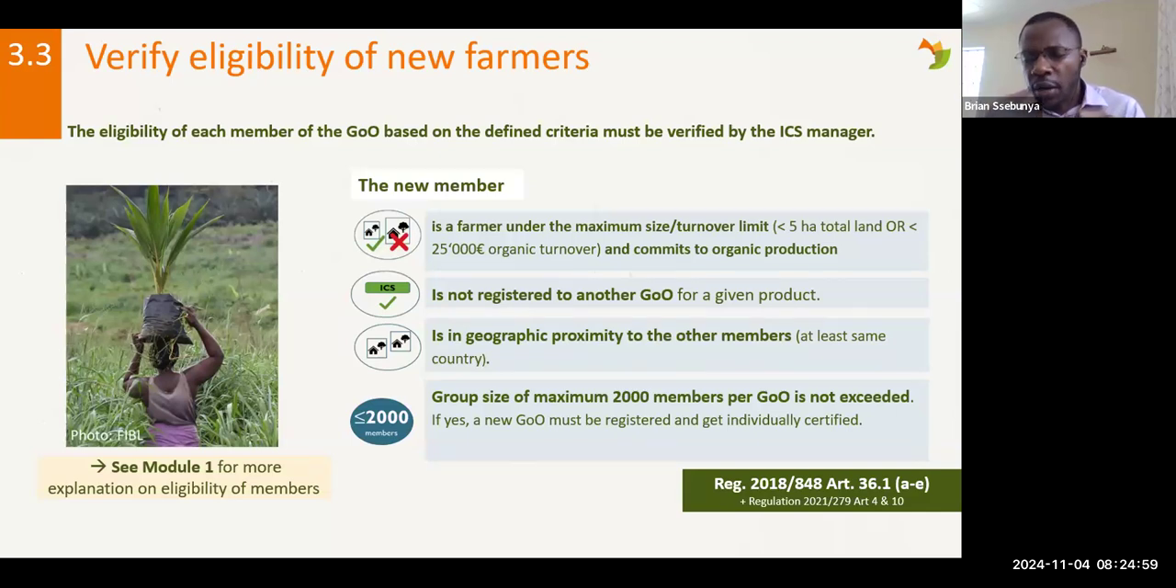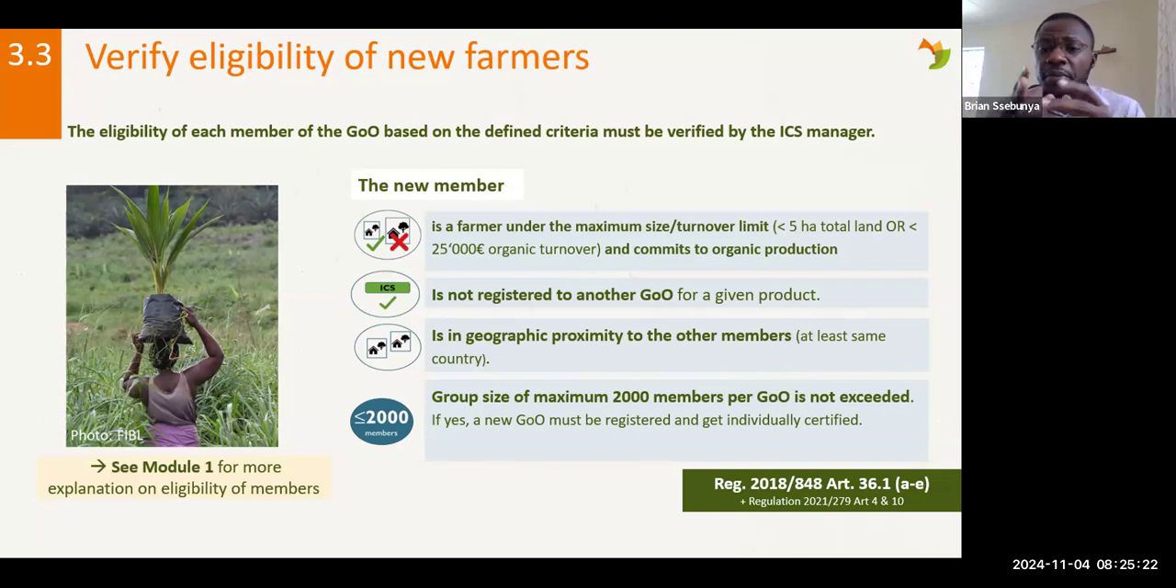Of course, the field officer who captures the basic data should be able to ask some of those questions. And that means the question should also be part of the basic data form, the basic farm data form. But also, of course, when the ICS manager sees, oh, this farmer is already registered, then they can stop. They can declare them ineligible to join.